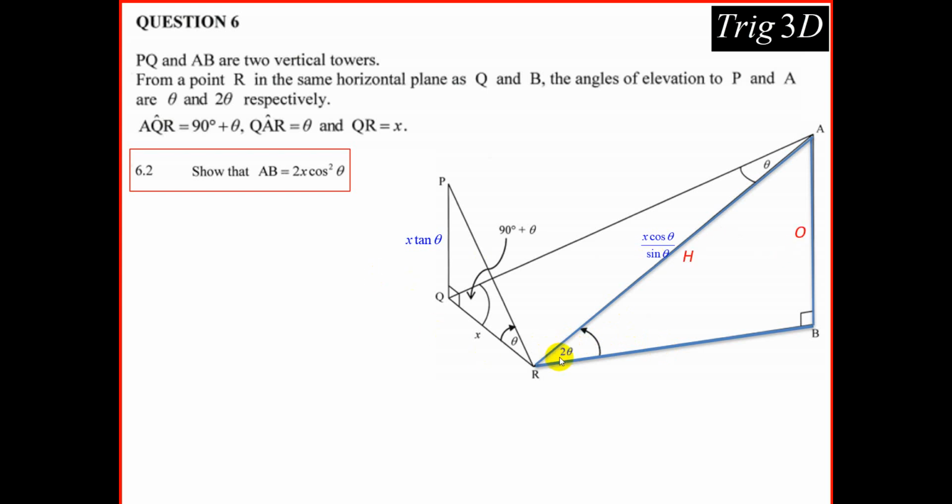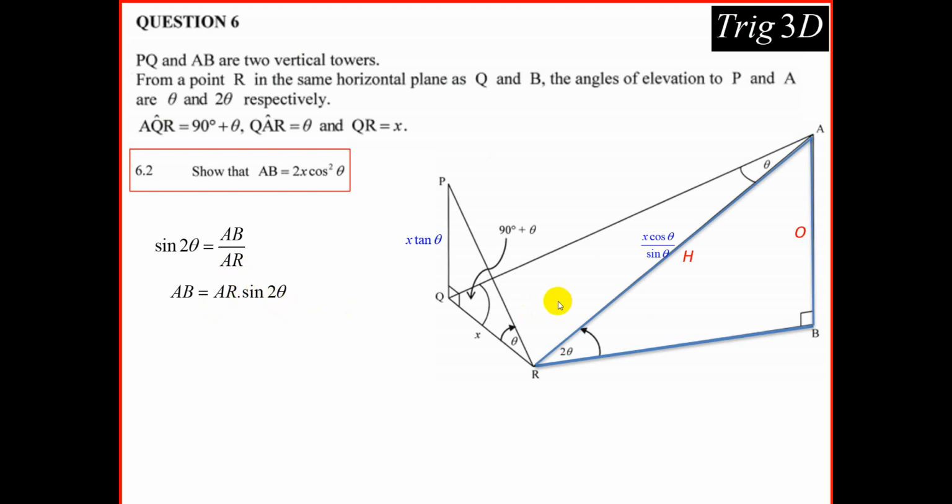So I'm going to use SOHCAHTOA. From this angle, that's my opposite and that's my hypotenuse. And the ratio that has an opposite and a hypotenuse is sine. So we can say sine 2 theta is opposite, which is AB, over hypotenuse, which is AR. Now we know what AR is, and AR is x cos theta over sine theta. But firstly, we're going to cross multiply, and we can put sine 2 theta over 1. So it'll be AB is equal to AR sine 2 theta.